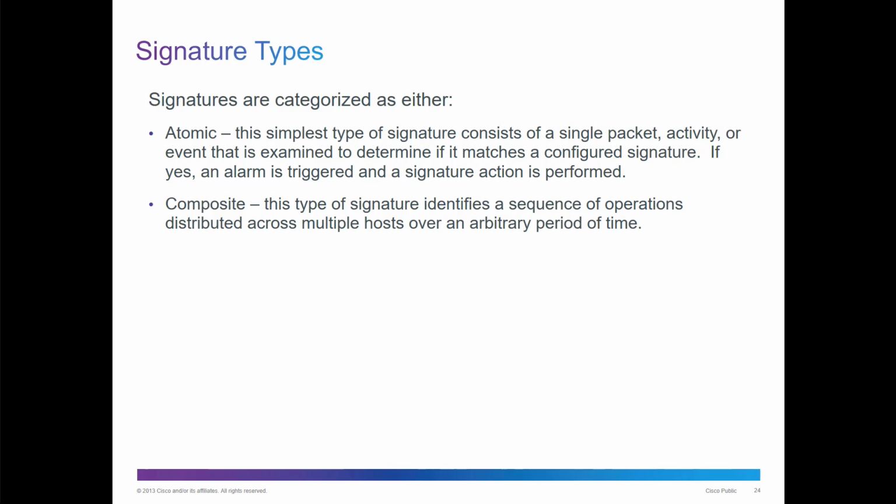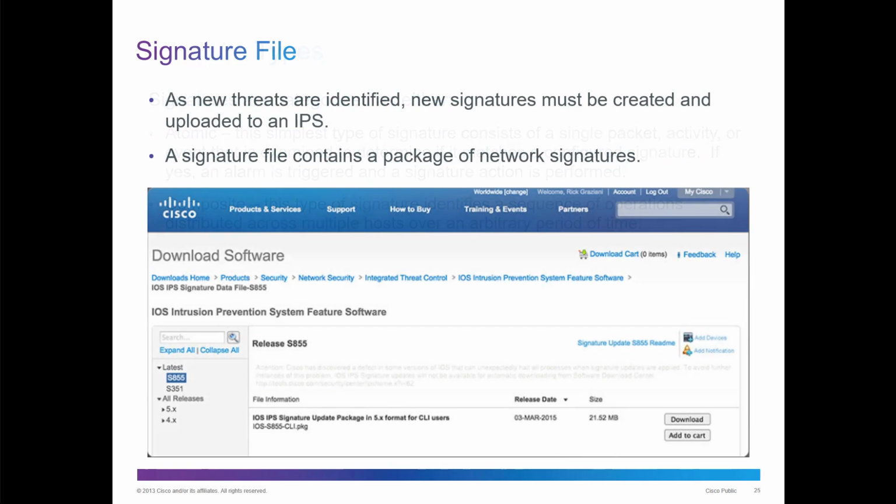Atomic or composite. Again, single packet versus multi-packet. Signature files are identified and new signatures must be created and updated to the IPS. So signature files contain packages of network signatures, and they're normally downloaded from Cisco's website, since we are assuming we're using a Cisco IPS.